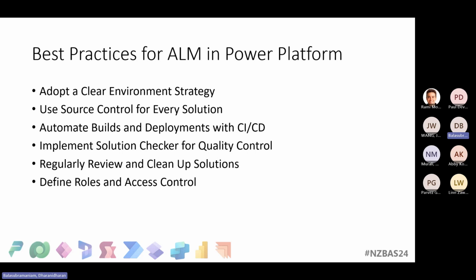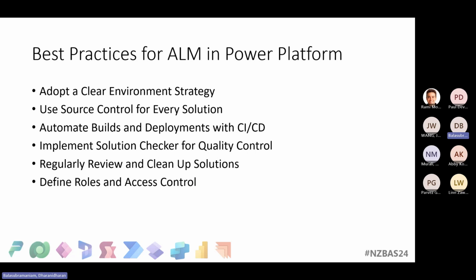Solution checker: you can run the solution checker to catch issues early, and also improve the solution quality. Regular checkup: review the solutions to remove the unused components and follow clear naming conventions while creating the components inside the solutions. Roles and access control: we can limit the access based on the roles and establish governance to maintain security and consistency. These ALM best practices ensure a smoother, safer and more reliable ALM process, helping us deliver high quality solutions.